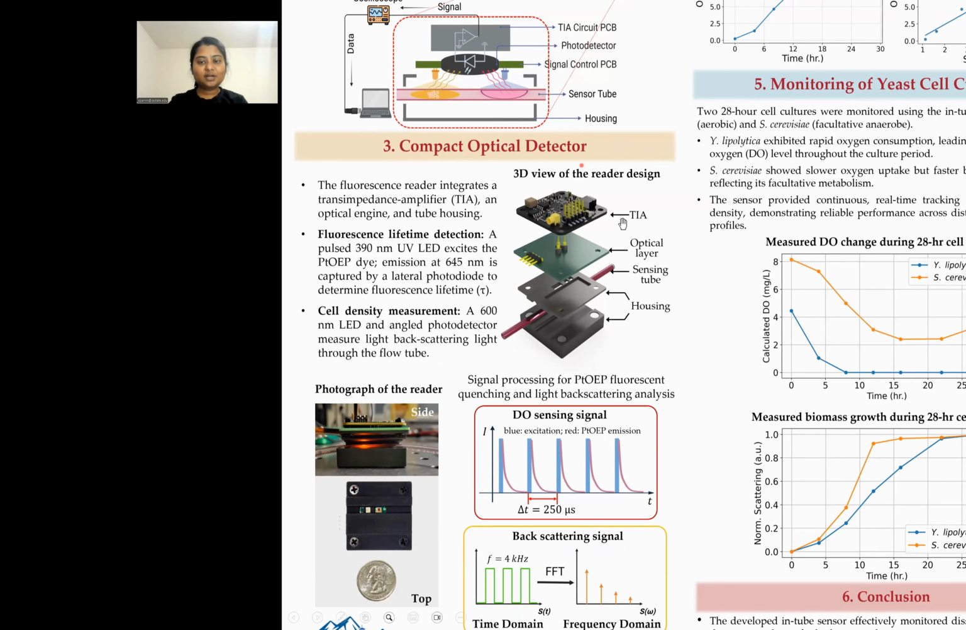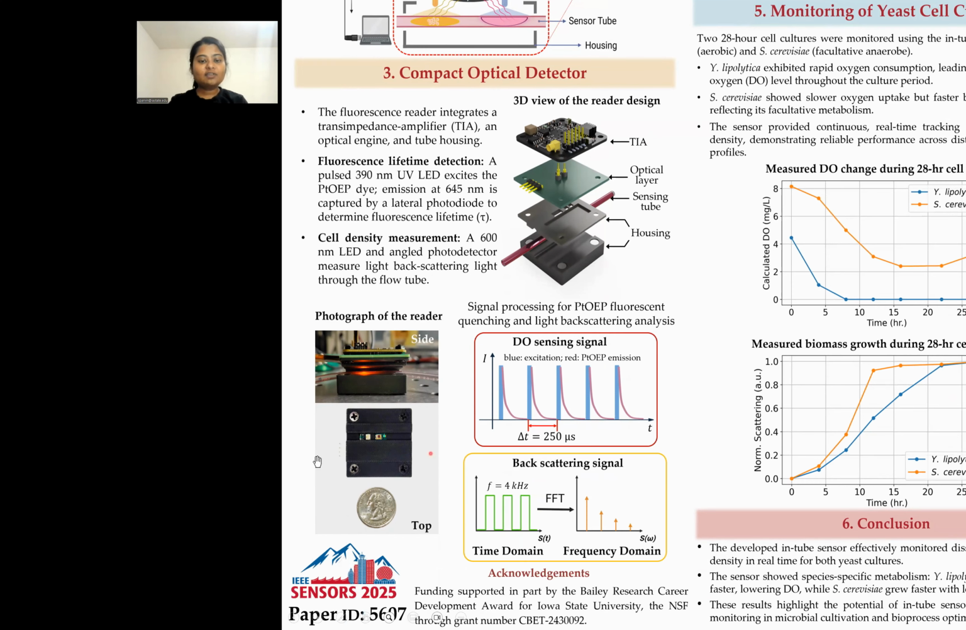This is the 3D rendered view of our designed system. Again, this is the housing, the sensing tube, the optical layer, and the trans-impedance amplifying circuit. Here, we have the real image of the sensor that we have fabricated. As we can see using this scale, our system is actually very small and compact.